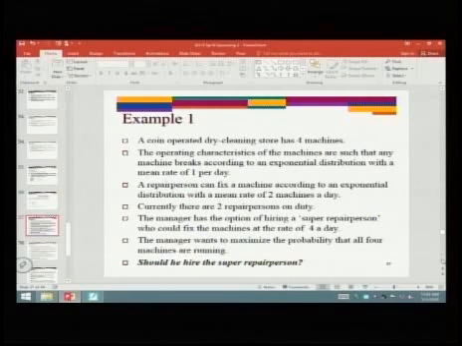And the manager has the option of hiring what he called a super repair person instead of having the 2 repair persons. And the super repair person could fix the machine at the rate of 4 machines per day. Okay? So twice as fast. And the manager wants to maximize the probability that all 4 machines are running.